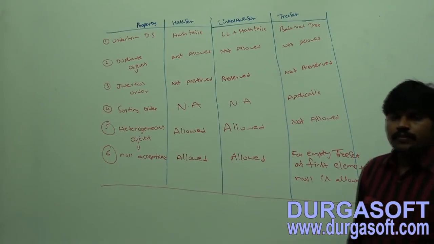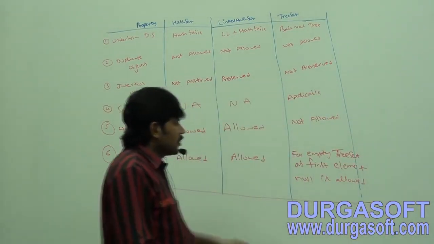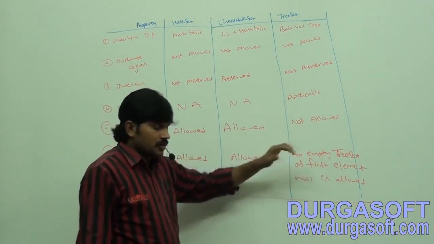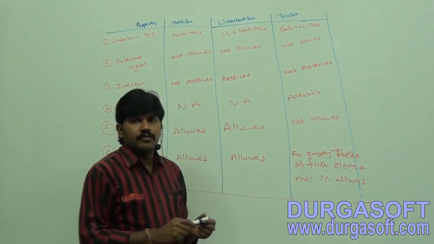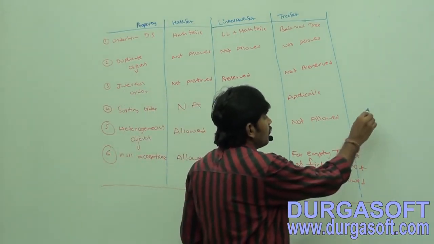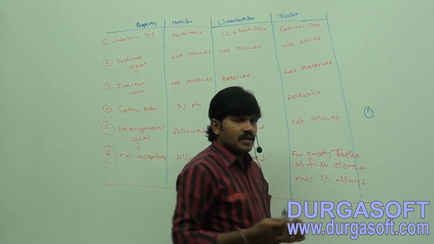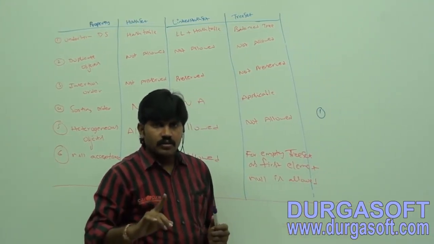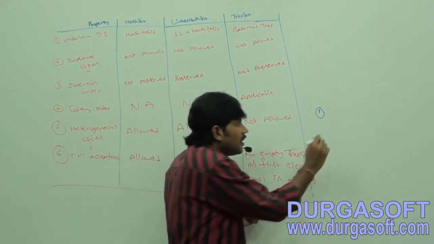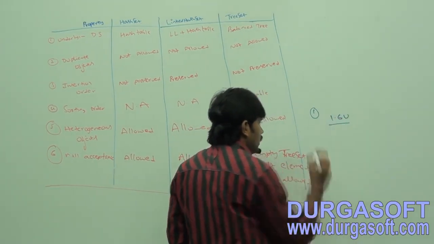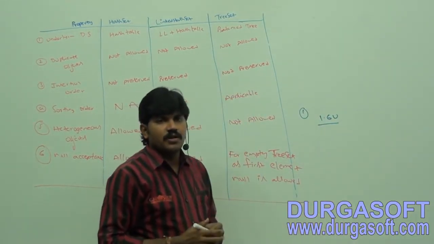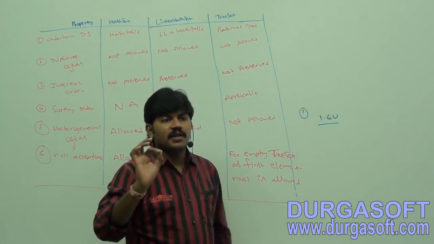Okay. Now here, take a note. There is one small twist here. Even we covered this one. For an empty tree set, the first element, null is allowed. But this rule is applicable until 1.6 version only. From 1.7 version onwards, null is not allowed even as the first element.